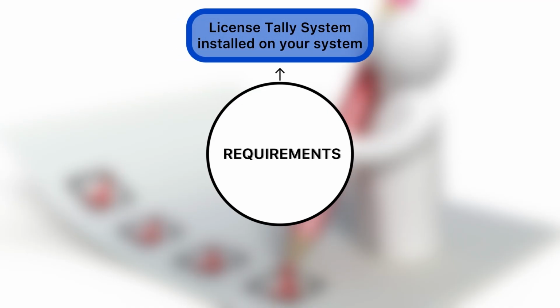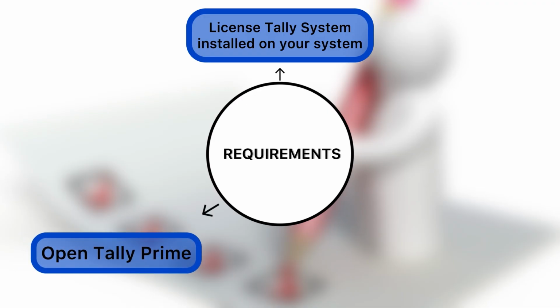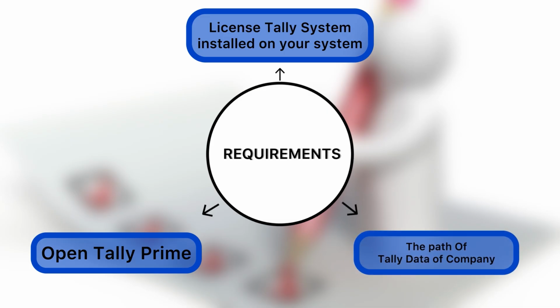Before we start this process, let's understand what we need to have with us. First of all, make sure that you have the licensed Tally system installed in your system. You have to open the latest Tally version, and most importantly you should have the path of the Tally data of the company which you want to use.